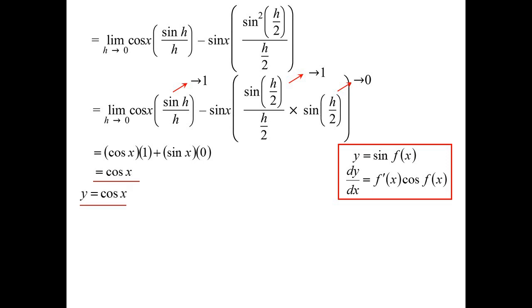But all I now know is how to differentiate sine. But I can change cosine. I can write it as the sine, remember, we're talking about radians, of pi on 2 minus x. But I now have a formula that allows me to differentiate that.